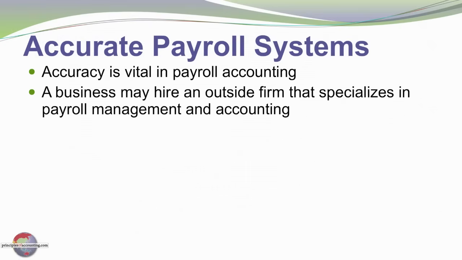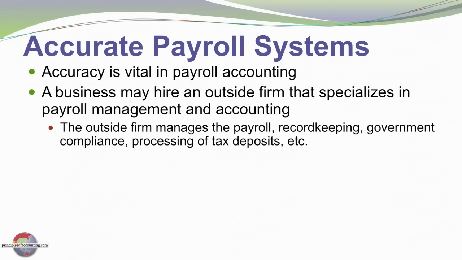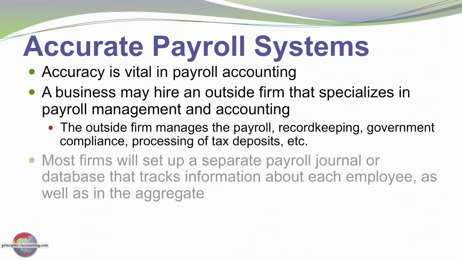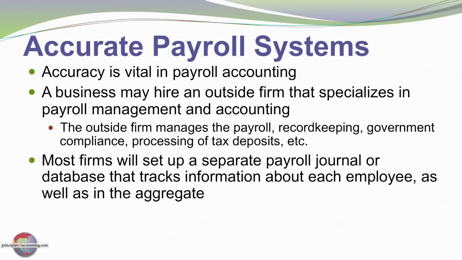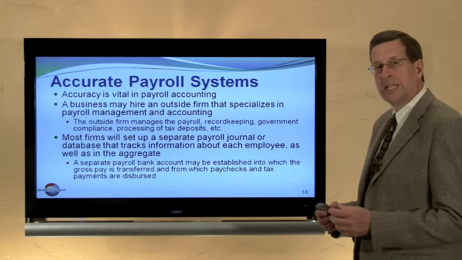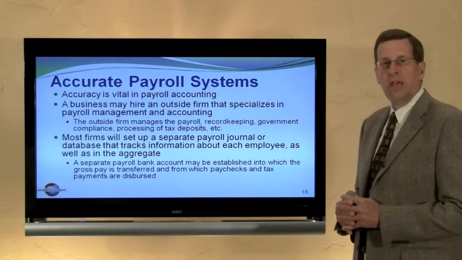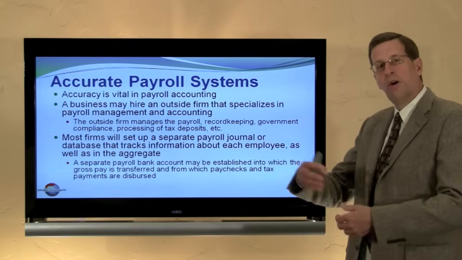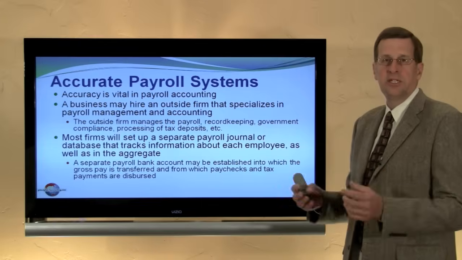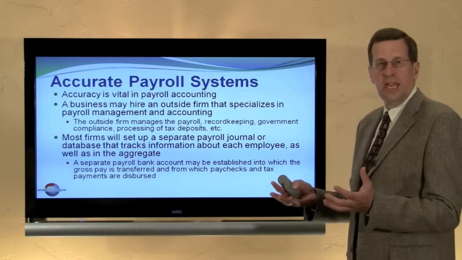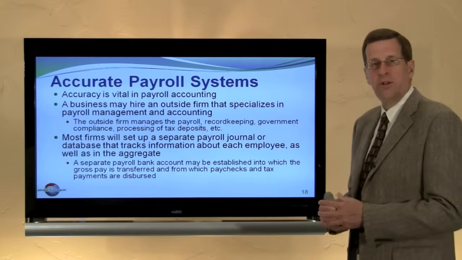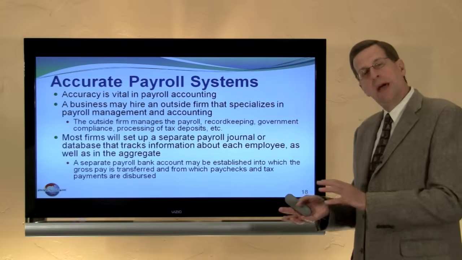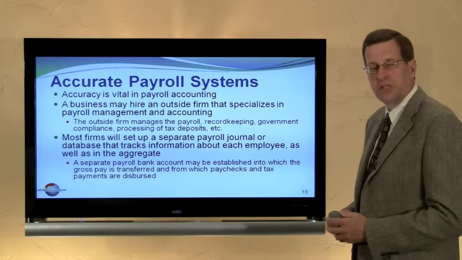A business may hire an outside firm that specializes in payroll management and accounting. The outside firm actually manages the payroll, the record keeping, and the actual disbursement of the paychecks. Most firms will set up a separate payroll database that tracks information about each employee as well as aggregate information. Indeed, some companies may establish a separate bank account for depositing the gross pay and then dispersing the net pay to the employee and the other amounts to the various bodies such as the taxing agencies, so that at the end of a month you should be able to reconcile that account to essentially a zero balance, showing that the gross pay was dispersed into the account and then appropriately redispersed to the appropriate persons.